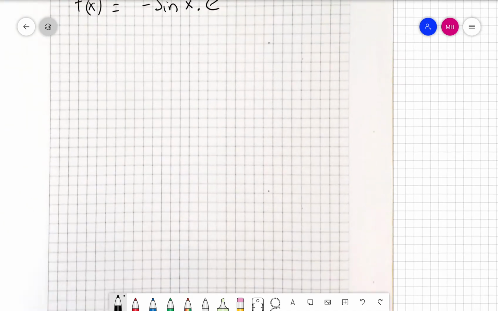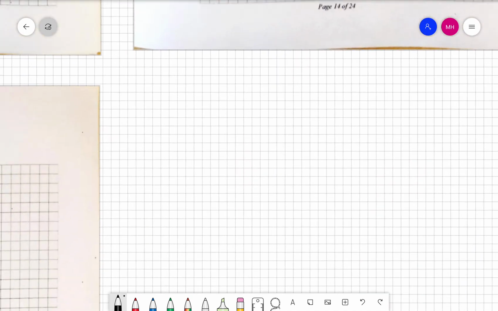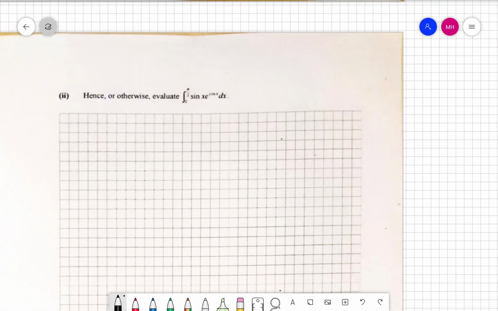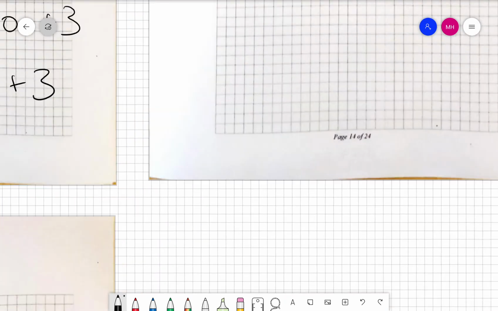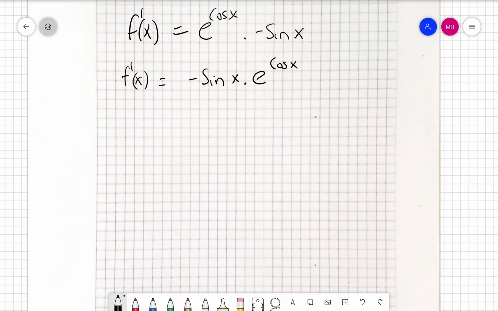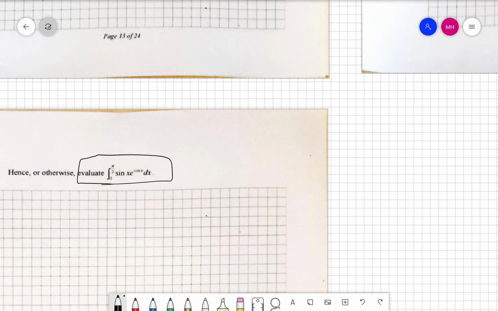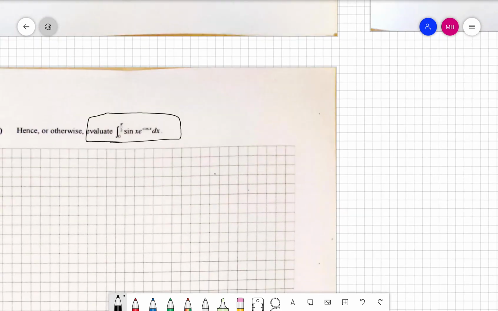So moving on to the next part. It says hence or otherwise evaluate this. So you've got to integrate here. And you'll notice that this is very similar to what you got up here, hence the hence part. All we're doing is we're missing a minus sign. So we got minus sine x e cos x.